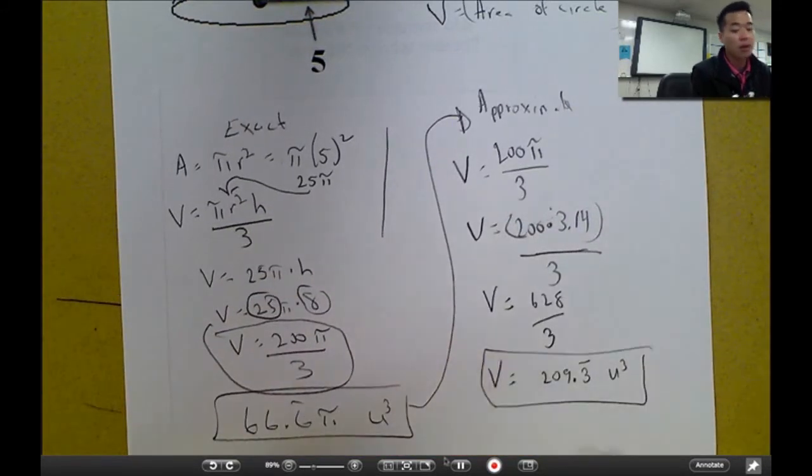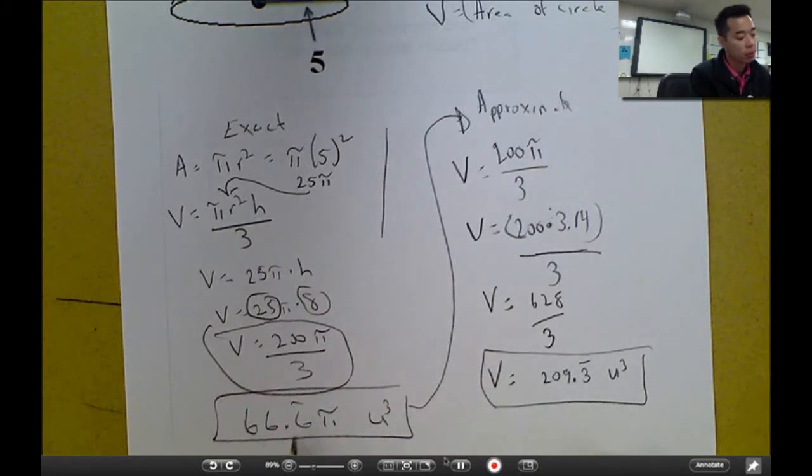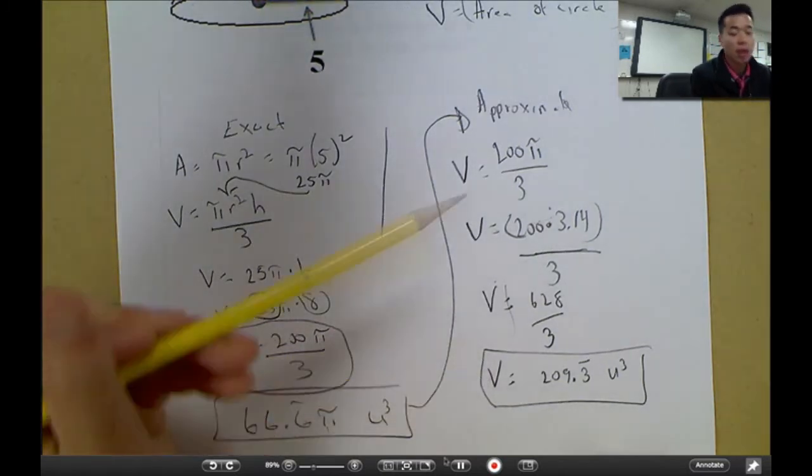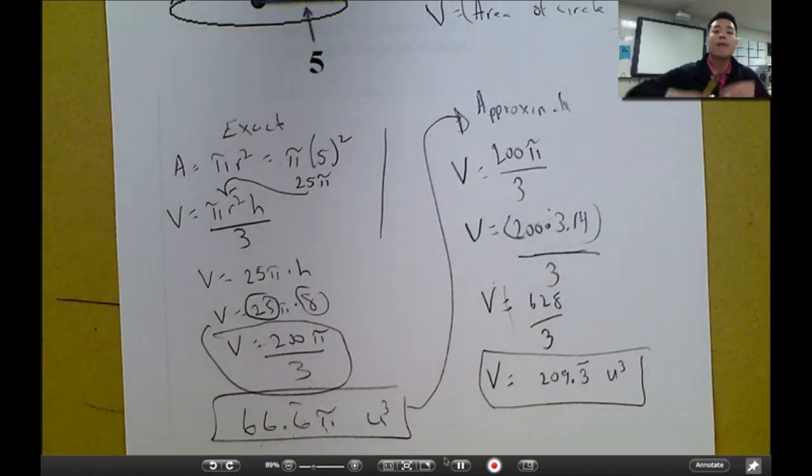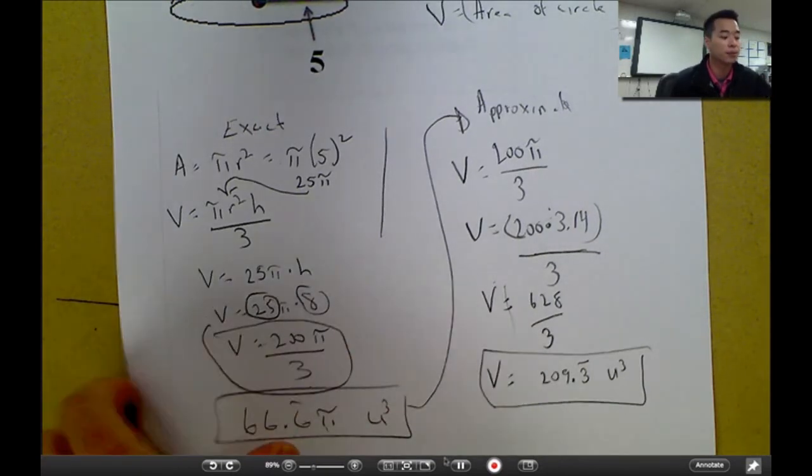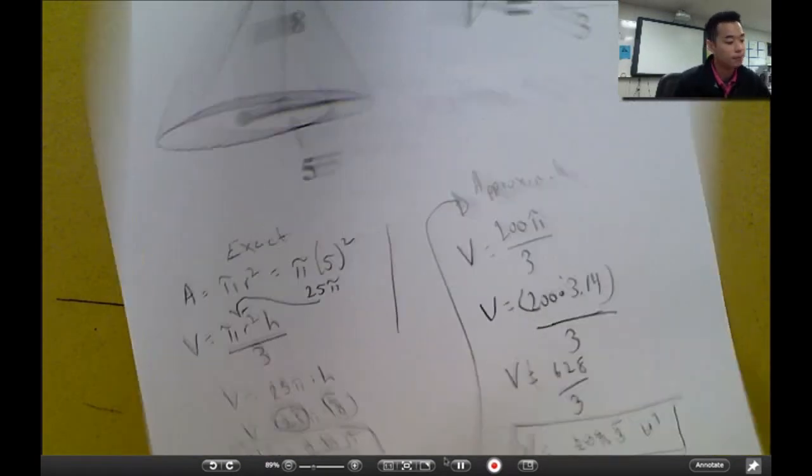And that's how you find the volume of this cone. It's either going to be 66.6 repeating pi, or 200 pi divided by 3, either one would work, or the approximation would be 209.3 repeating units cubed. All three answers are exactly the same. This is exact form, this is approximation. The only difference is that finding the volume of a cone is similar to finding the volume of a cylinder, pi r squared times h, but this time you have to divide by 3 because one cone is a third of a cylinder.